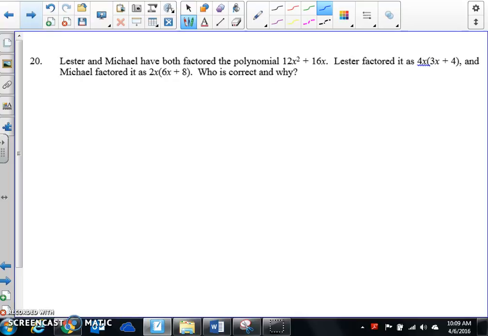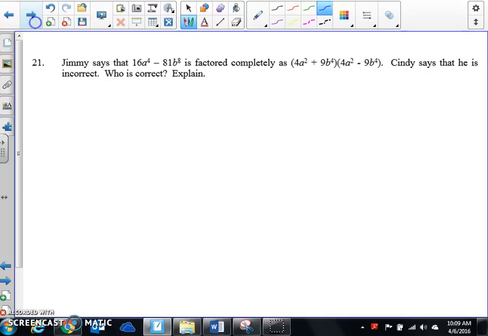All right, Lester and Michael have both factored the polynomial. Lester factored it as that, and Michael, who is correct? All right, Lester is correct. The reason that Lester is correct is if you look at Michael's, looky here, you can still take out a 2. This is not completely factored because it still has a GCF. Therefore, Lester is correct.